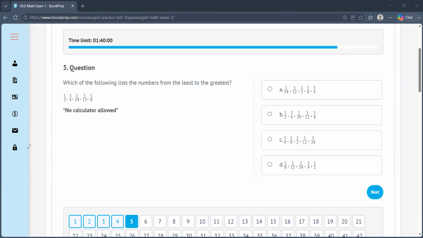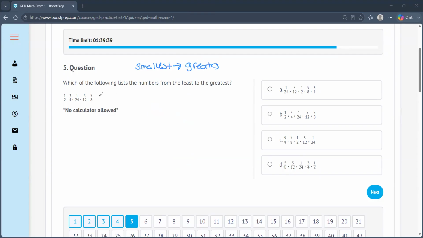Okay, the next one. No calculators allowed on this one. And it says, which of the following lists from smallest to greatest? So we have to put them in order from smallest to greatest.